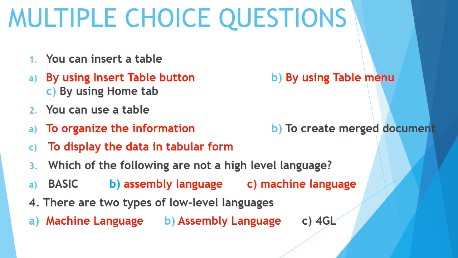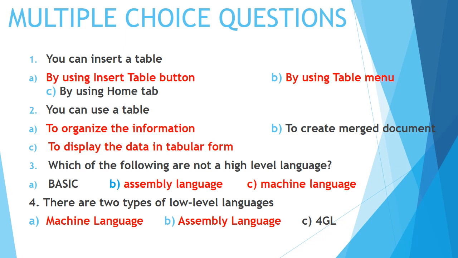For example, you can insert a table. There are a total of three options given. First option, by using the insert table button. Second option, by using the table menu. Third option, by using the home tab. In these three options, two options are correct. Which are those two? First is by using the insert table button, and second one by using the table menu. So you have to choose both, only then will you score the full marks.